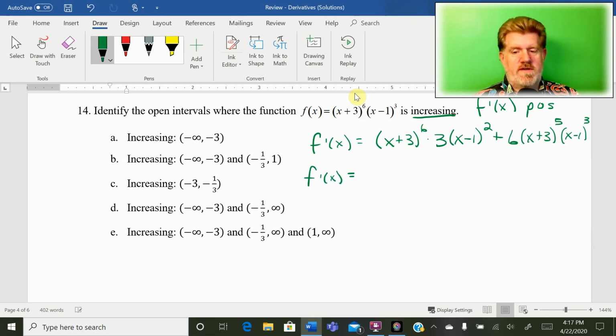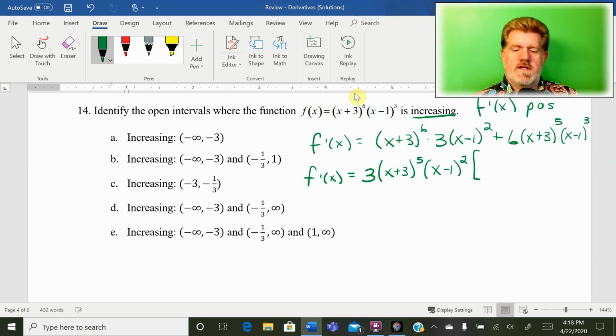So what I mean by that is, all right, they both have, I'm going to take a 3 out. You see why? I can divide that by 3, divide that by 3. What else do they have in common? They have x plus 3 terms. There's 6 of them here, there's 5 of them here, so I can take 5 of them out. And they have x minus 1 terms. There's 2 there, there's 3 there, I can take out 2.